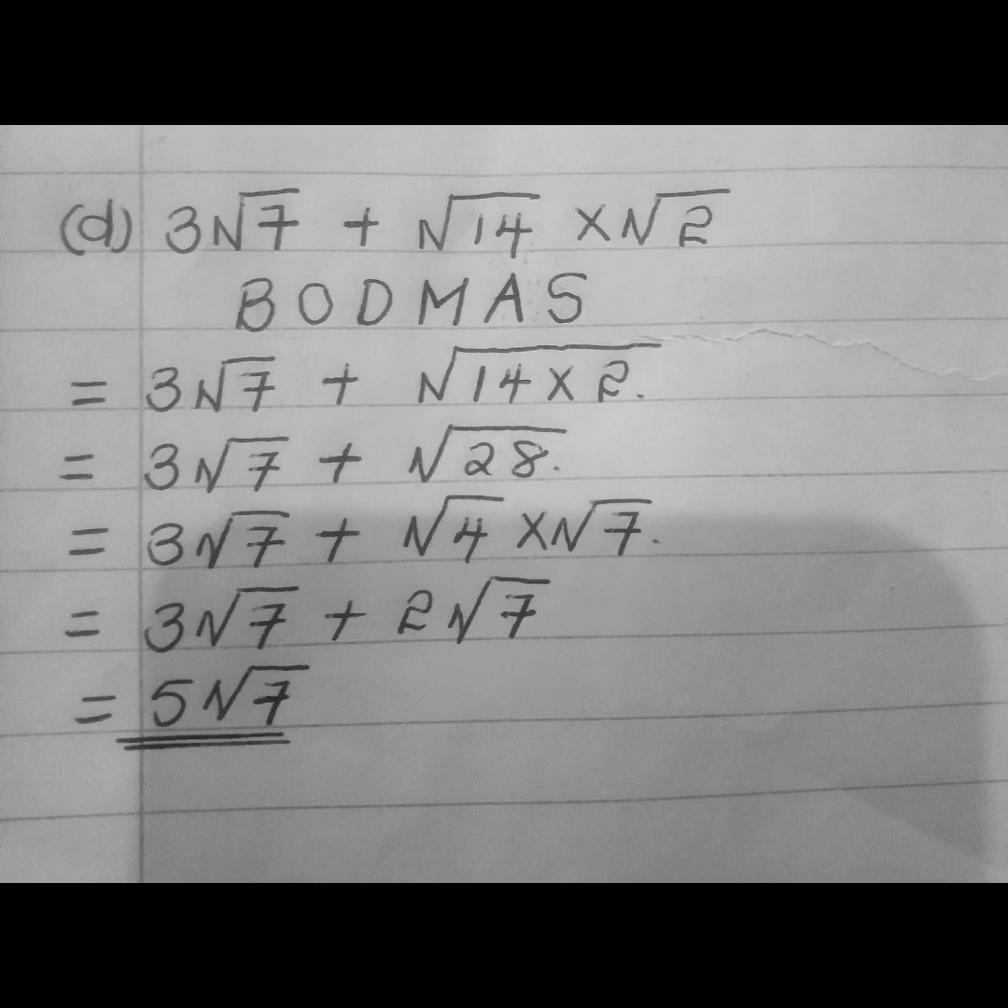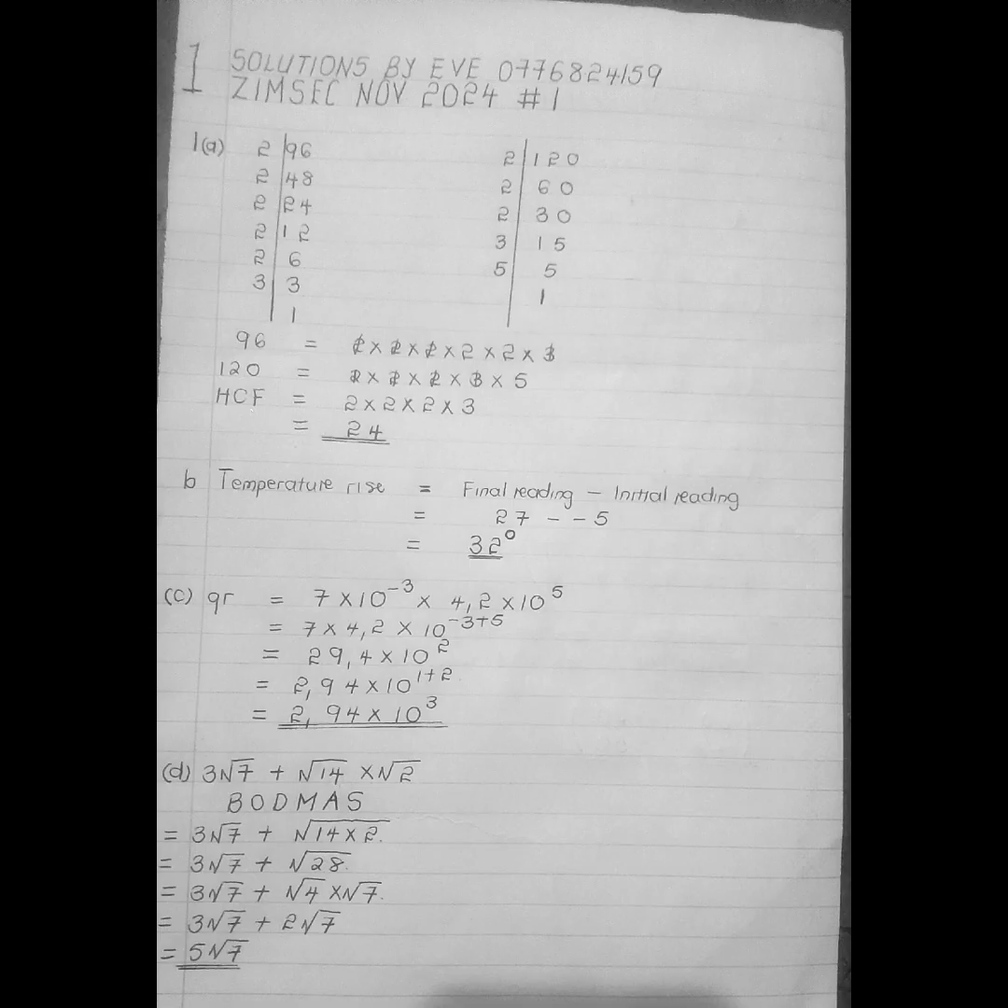And then we simplify root 28. It is root 4 times root 7. And root 4 is equal to 2. So we now have 3 root 7 plus 2 root 7, which is equal to 5 root 7. So that was the complete solution for number 1 that was in November 2024, Maths Paper 2. Let us now move on to number 2.